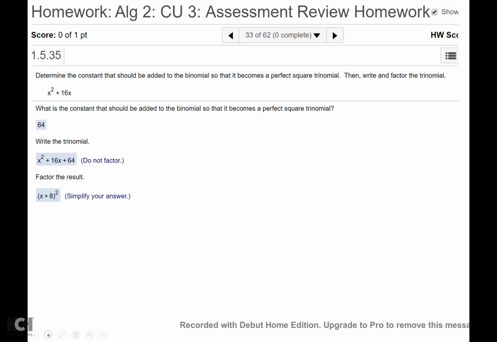Determine the constant that should be added to the binomial so that it becomes a perfect square. It's always going to be half of b squared. That's always what's going to make it perfect. So in this case, my b is 16. Half of 16 would be 8. Square that, and it'd be 64.